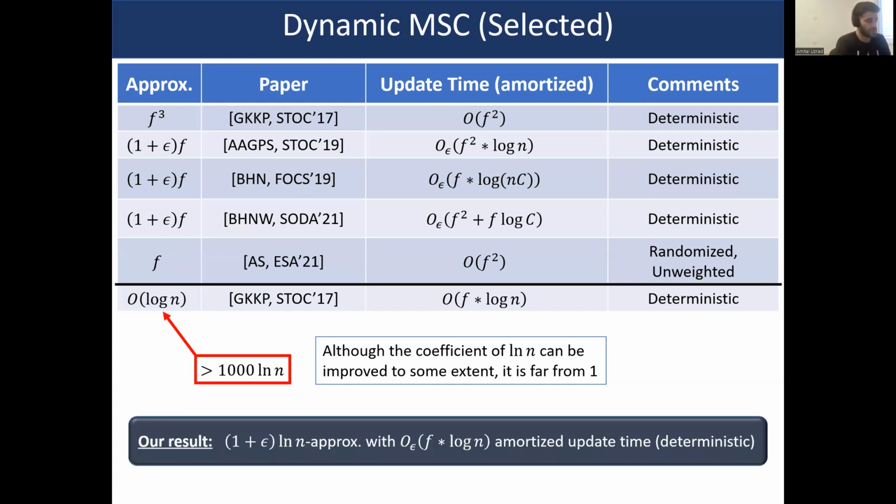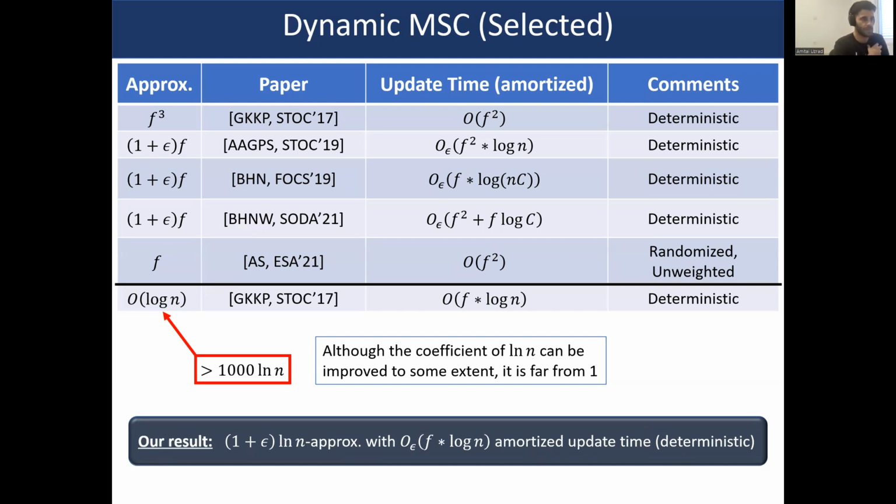So our result is the 1+epsilon ln n approximation, very close to what we consider the holy grail, let's call it. And the update time, the amortized update time, that's a deterministic algorithm as well, is order of, with a small epsilon there, f times log n. So that means the same update time if we neglect epsilon dependencies.